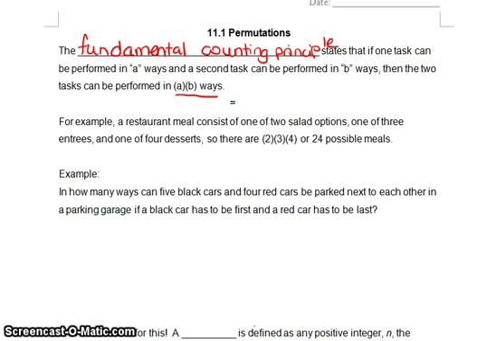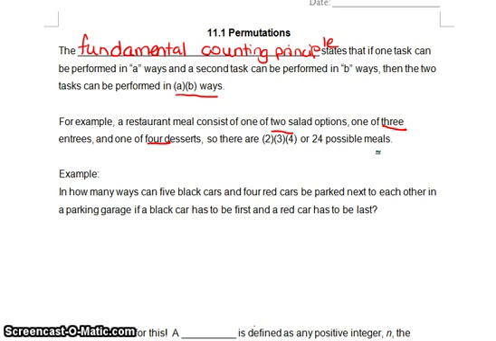So for example, we have a restaurant meal that consists of one of 2 salad options, one of 3 entrees, and one of 4 dessert options. Looking at the different tasks, we have 2 different choices for our first one, and we have 3 different choices for our second task, or menu option. Then there's also 4 total choices for dessert. So we take those numbers and we multiply them together. So there's 2 times 3 times 4, which is equal to 24 possible meals.